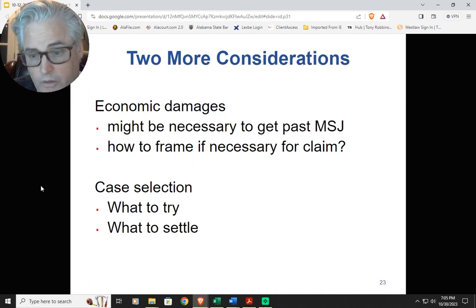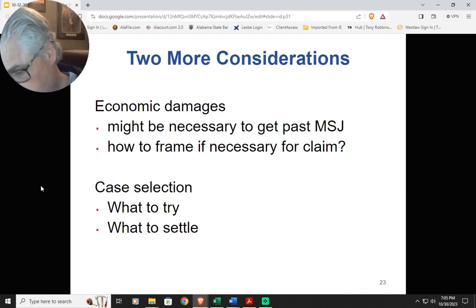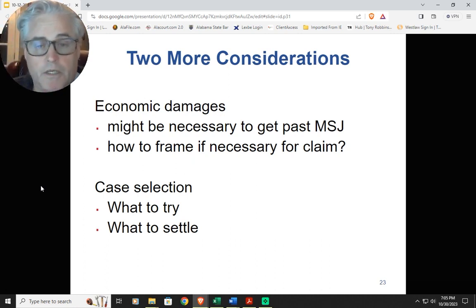Case selection is important. When we do these cases, we're looking for 7-figure outcomes, and you want to make sure you've got a clean case. And then as the case develops, you want to make your decisions about what to try versus what to settle. And you prefer not to be in a situation where you need to settle a case. In a perfect world, you don't have any need to settle a case. You can go to trial if that's what you need to do.